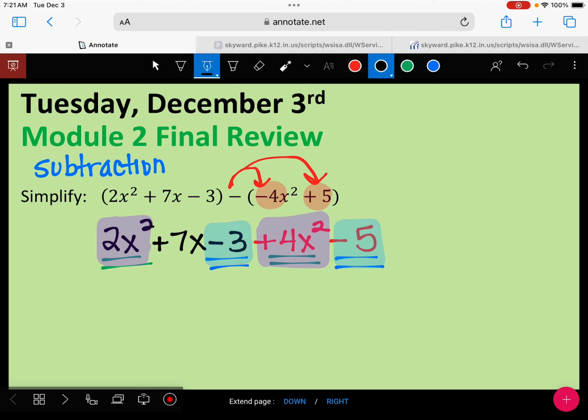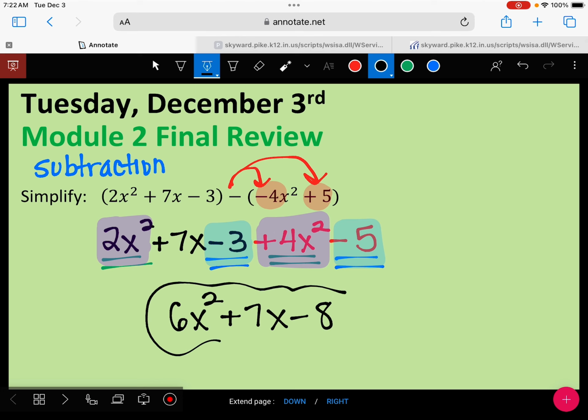So our final answer will be 6x squared because 2 plus 4 is 6. Bring down the 7. And then in your calculator, what did you get when you added negative 3 and negative 5? Negative 8. And that would be your final answer.